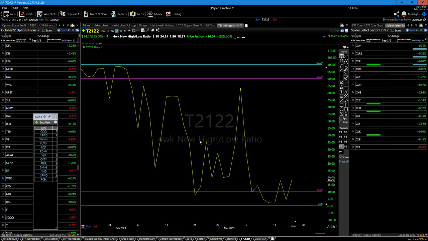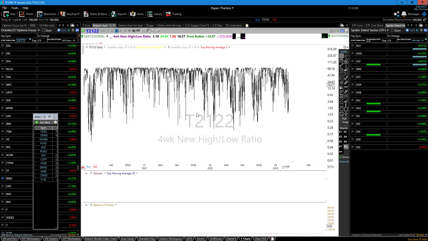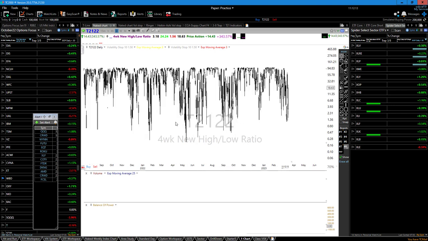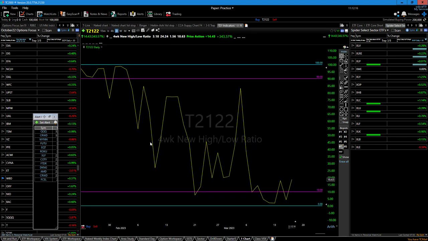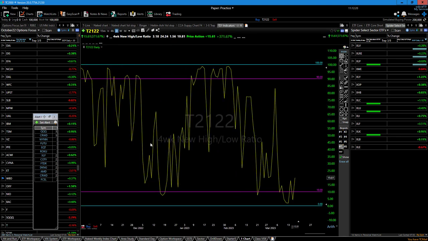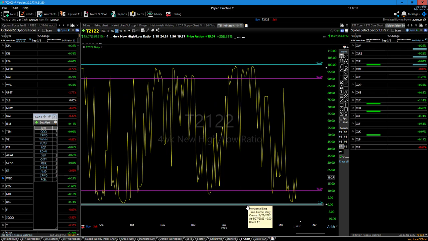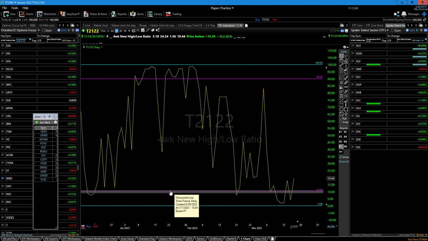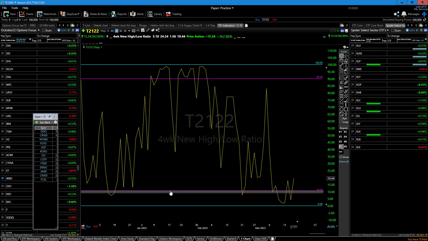Now, as you can see, you can look at T2122 as a candlestick chart, and I think it's absolutely worthless. But when you plot it as a line chart, it has tremendous value. T2122 just oscillates up and down based on that ratio of how many stocks are making new highs and how many are making new lows. It plots between 100 and zero. So it's a very, very simple indicator to read, and I think it is probably one of the best, hands down, overbought or oversold indicators.